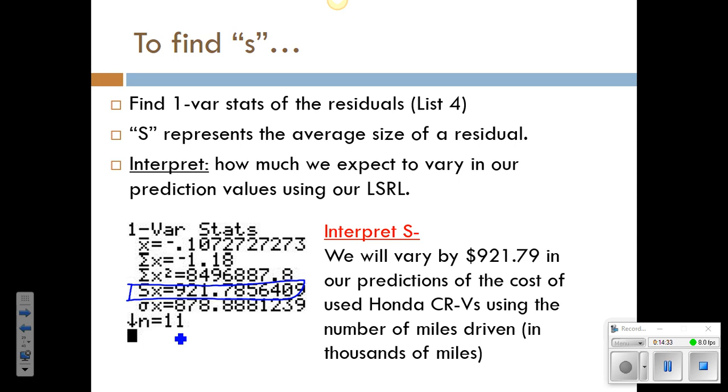So we are going to vary by $921.79 in our predictions of the cost of used Honda CRVs using the number of miles driven. And that's thousands of miles. So that means every time you use the number of thousands of miles driven, you're an average of $921 off. It's not great. I agree. But just because that's the average doesn't mean it's every single one. Sometimes it's going to be smaller, sometimes bigger, but the average one is going to be that.